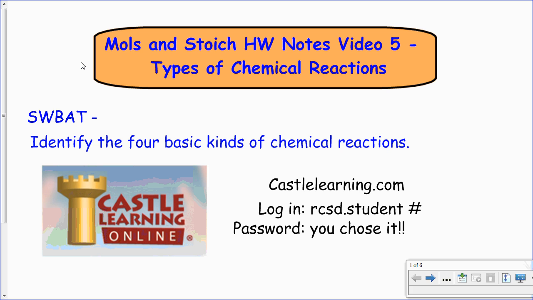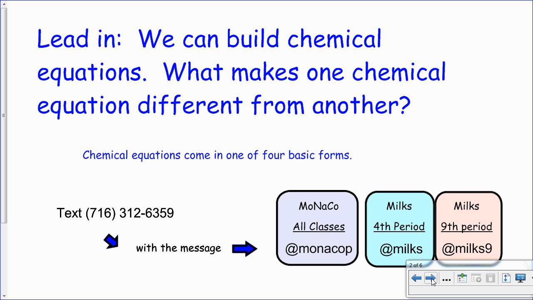We're talking about types of chemical reactions today. And while there's millions of different types of chemical reactions out there, we're going to only focus on the four most basic ones for this portion of our chemistry this year. So our lead-in, we can build chemical equations. What makes one chemical equation different from another? A chemical equation is before and after, the reactants and the products. There's four basic forms that we're going to be talking about here.